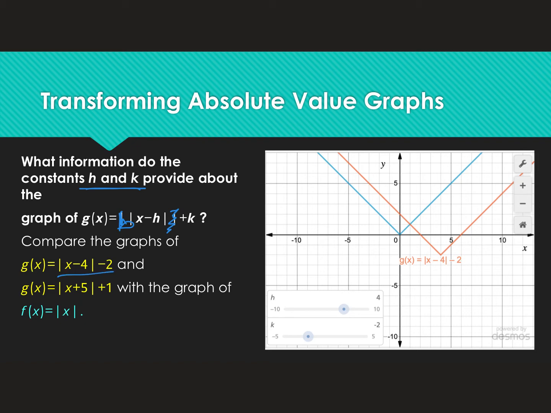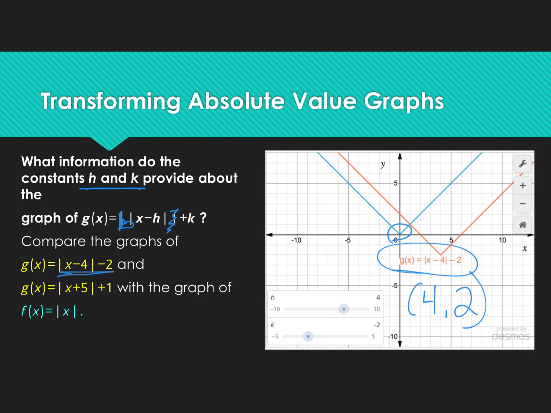So we're going to look at this graph. This is the first graph we're looking at. g of x equals the absolute value of x minus 4 minus 2. And then we're going to look at the other graph. So what do we see about this when we compare it here? It looks the same, except we have moved the vertex. So the vertex became 4, negative 2.